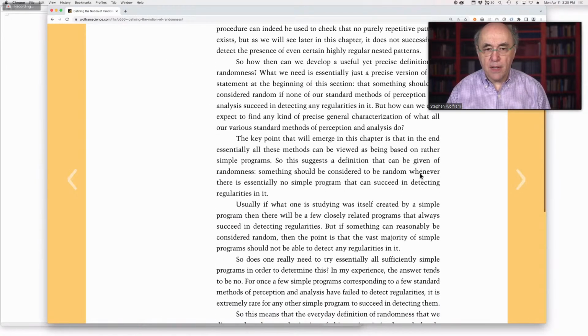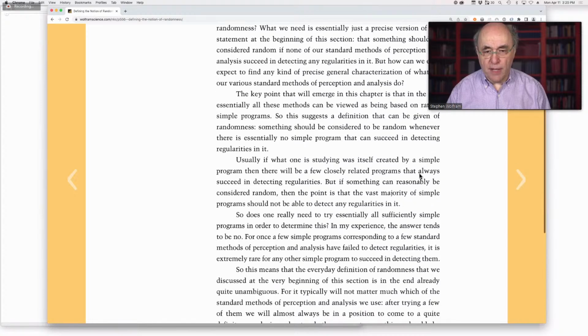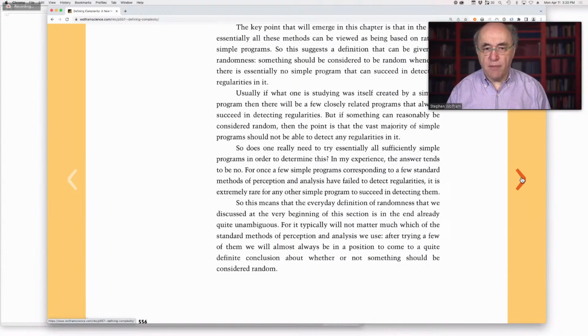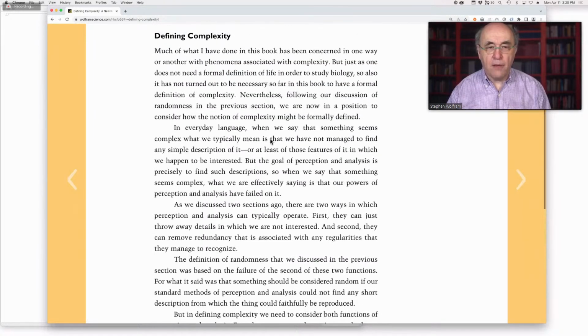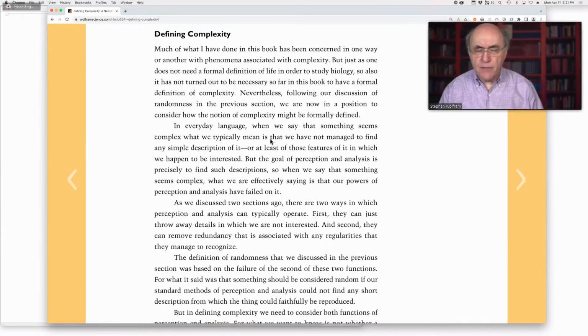Let's see. What I'm going to do in this chapter is to look at different methods of perception and analysis that work with our eyes and our ears and other kinds of things like that, and try to understand what kind of models we can make of what happens in our eyes and ears and brains and so on, and how we can understand what's happening in terms of the simple programs approach, and what the ability to make those programs for perception and analysis means in terms of the actual effectiveness of perception and analysis and the definitions of things like randomness.